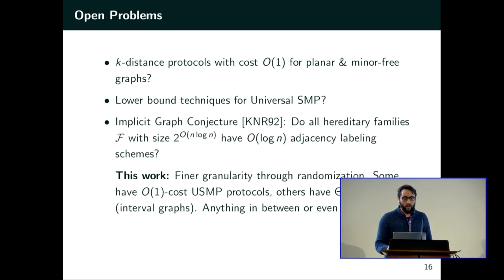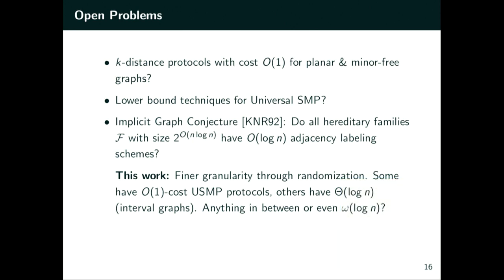And one of the interesting things is that in graph labeling, the main open problem is this implicit graph conjecture, which says: do all hereditary families of graphs with small enough size, with few enough graphs in the family, have an order log n adjacency labeling scheme? And so something interesting that comes from this work is that we can get a finer granularity on this problem using randomization. In the deterministic setting, all of these hereditary graphs that are small enough would have a theta of log n adjacency scheme if this conjecture is true.